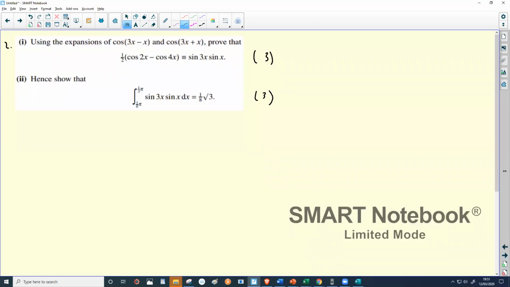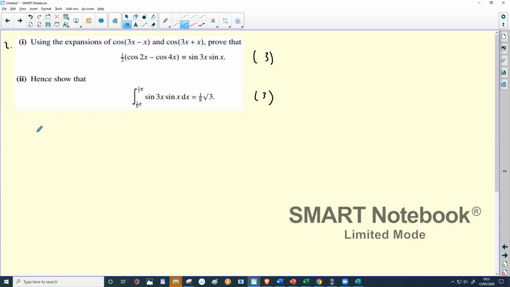All right, so let's have a look at number 2 here. It says using the expansions of cos(3x − x) and cos(3x + x), prove that half (cos 2x − cos 4x) is identical to sin 3x sin x.